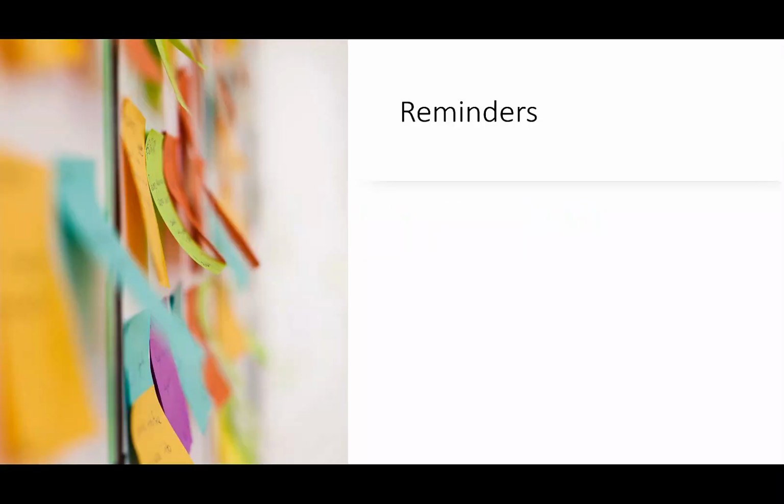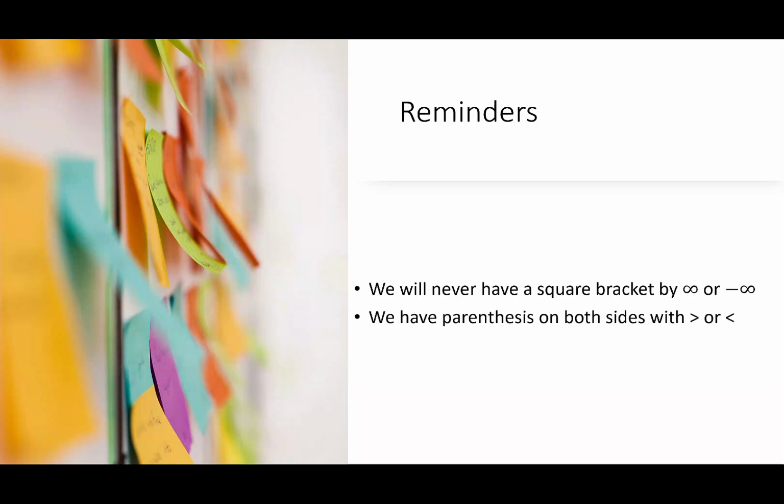Let me point out a few reminders that are super important as you're doing interval notation. The first is we will never have a square bracket next to an infinity or a negative infinity. We can't include infinity because it doesn't stop. We will always have parentheses on both sides of a strict inequality. So if I have just greater than or just less than, I know that my interval is going to have a parenthesis on both sides. When we have greater than or equal to or less than or equal to, we will have a bracket on one side and a parenthesis on the other. The bracket will always be next to the number, and again, it will never be next to the infinity or negative infinity.